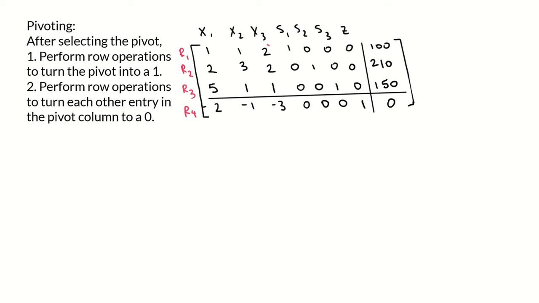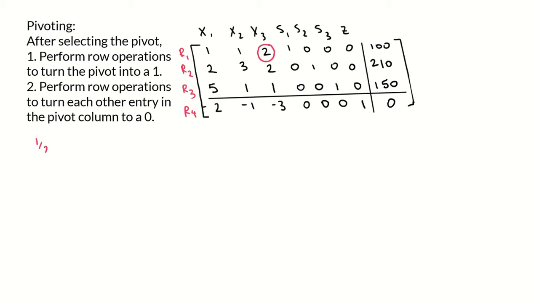So after selecting the pivot, which we selected as this entry in the first row in the x3 spot, we want to work on that pivot. The process for pivoting involves performing row operations to turn that pivot number into a 1, and then performing row operations to turn every other entry in the pivot column to a 0. So in order to turn that entry into a 1, we need to take row 1 and multiply it by 1/2. So that's going to be our first step, multiplying row 1 by 1/2.